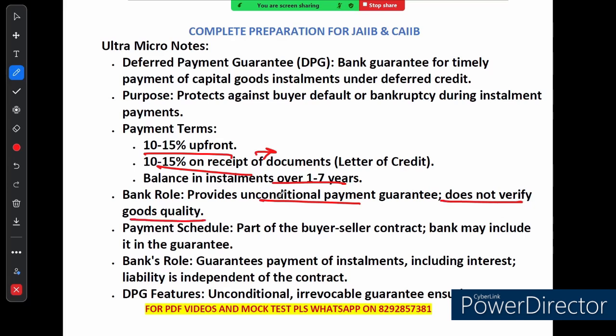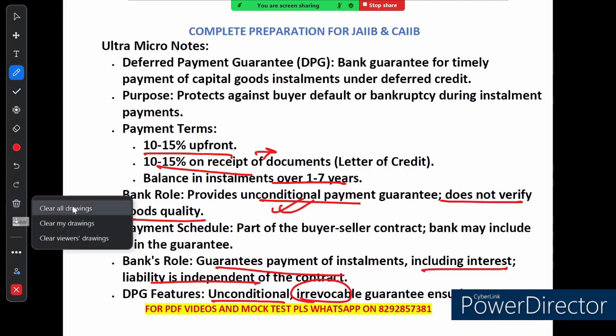Now the guarantee is unconditional, meaning the bank must pay, no questions asked, if you miss a payment. It is also irrevocable. You can see written here, it is irrevocable. It is unconditional, it is irrevocable. So the bank guarantees payment of installments including interest, and the liability is independent of the contract. Irrevocable means once given, it can't be taken back. That is the meaning of this irrevocability.